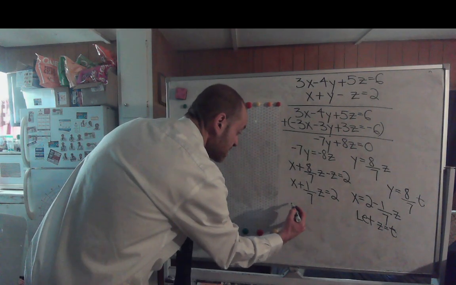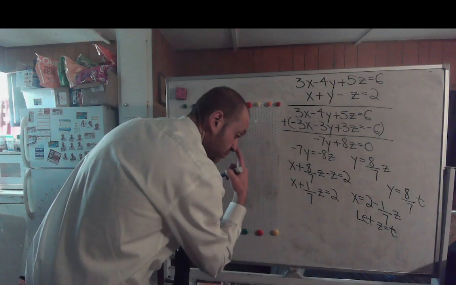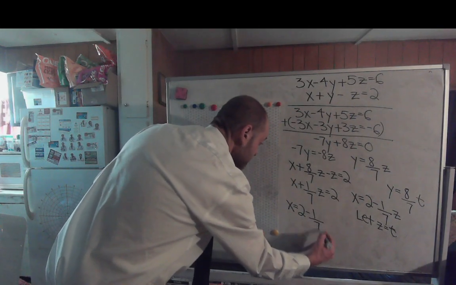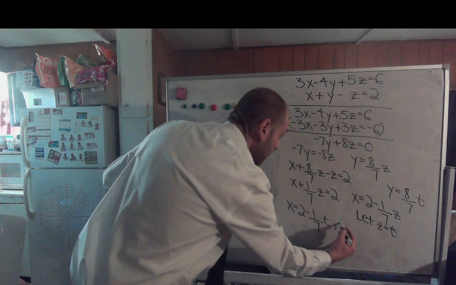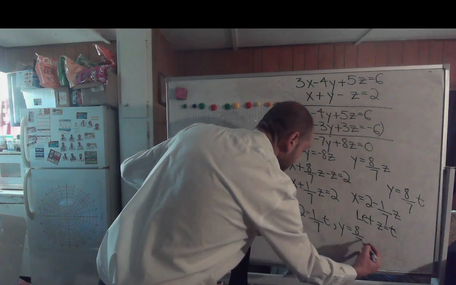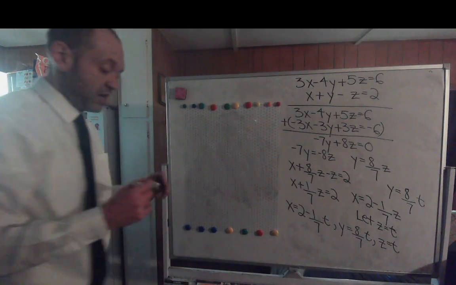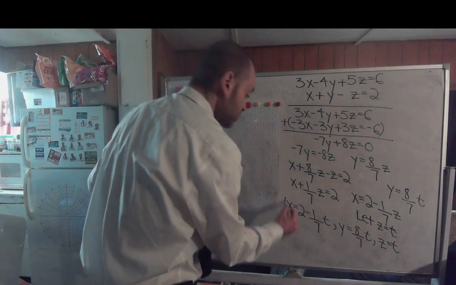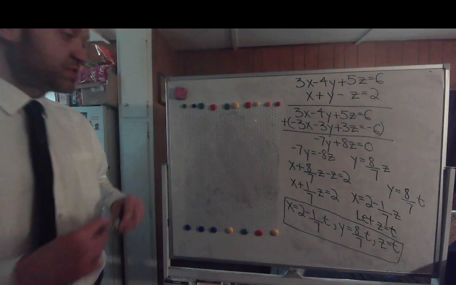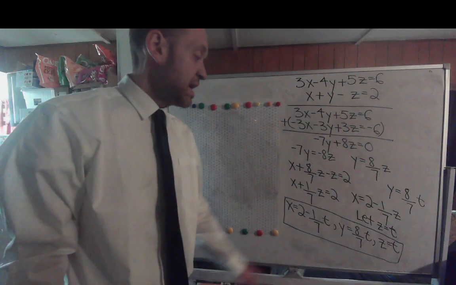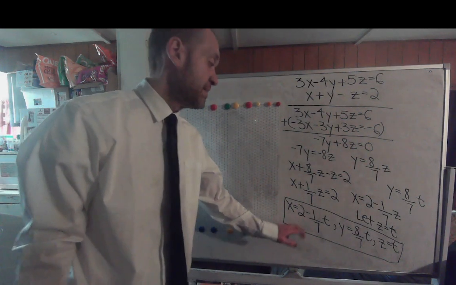So now that you have your answer for parametric equations, you'll have x equals 2 minus 1/7 t, y equals 8/7 t, and then z equals t. Those would be your parametric equations of the line of intersection for these two planes. And since we can see your direction numbers are not 0, we could even find symmetric equations if we really wanted to, but I think we'll just stick with parametric for today.